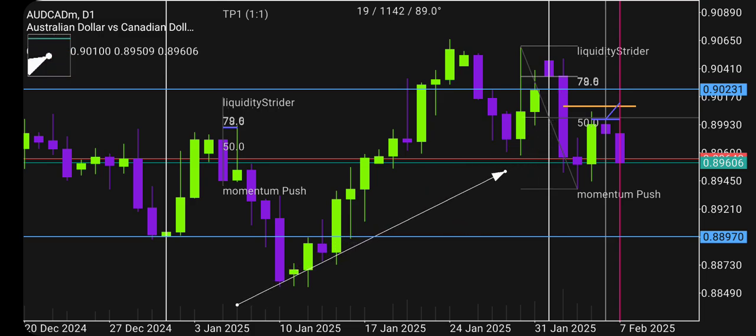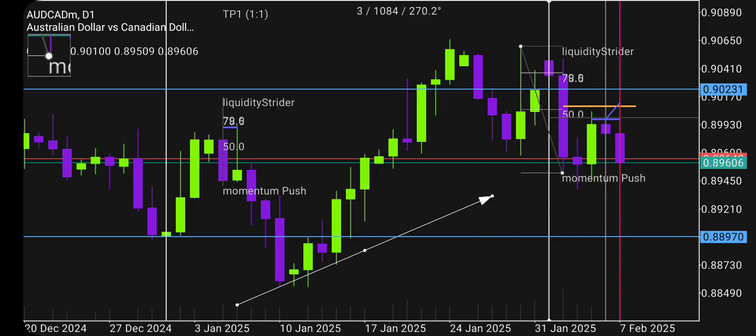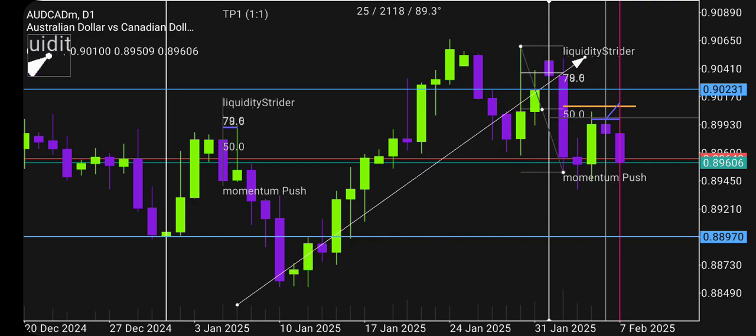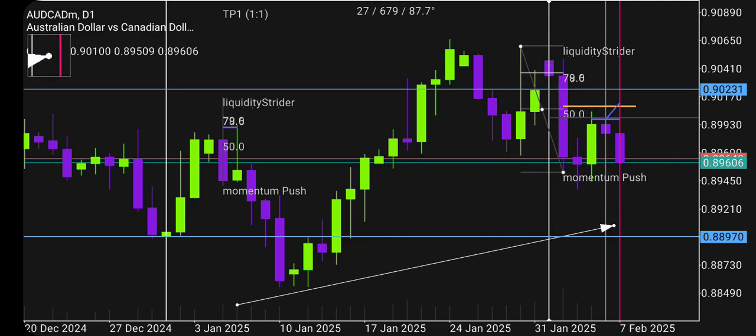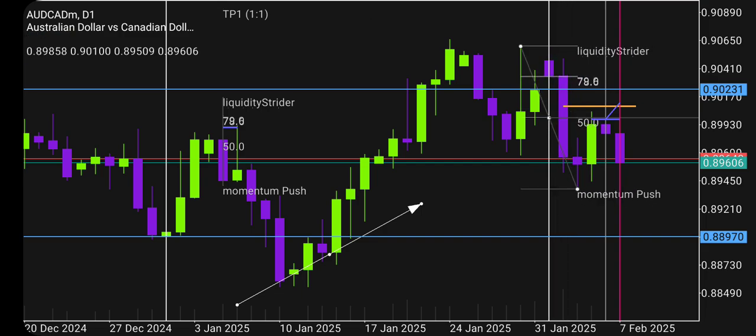In the case where the momentum push ends on Monday, then I'll expect the market to actually retrace the highs of Monday before going down. So yeah, that's what I wanted to say, to be mindful of every time. So I'm done. Those are the three things that I'm looking for on the daily time frame.